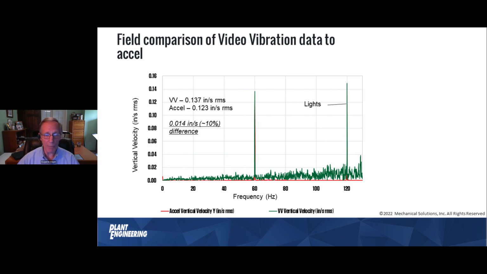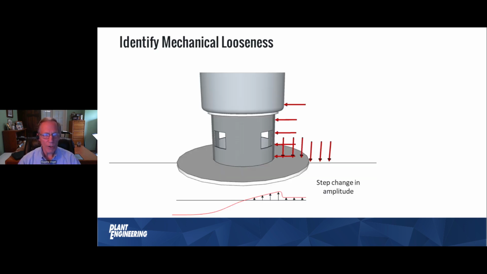Virtually the same amplitude at the target frequency of 60 hertz. There's some interference in there from the lights, less than a 10% variation. That's pretty significant, to be able to go in and do a vibration analysis from a picture, from a video image. But that's what video motion magnification does for us. Okay.